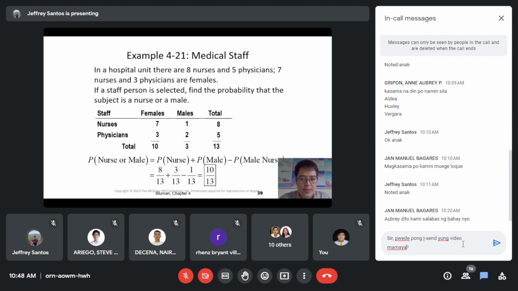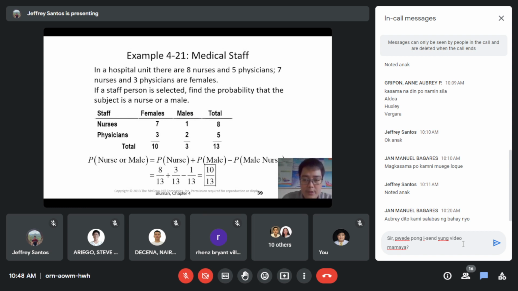So the probability of getting a nurse is just 8 over 13 as given by the total. Probability of getting a male is just 1 over 13. Tama ba? Or 3 over 13 rather, since there are 3 males on the given problem. And then bakit tayo nag-subtract ng probability ng male at the same time siya ay nurse? Since that is the conjunction at ang tinatanong lang ay or disjunction.